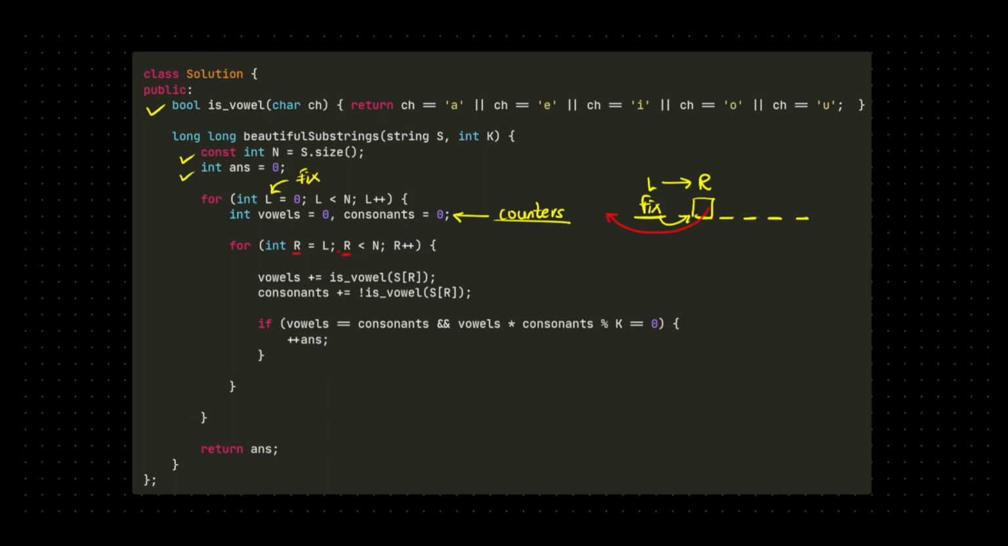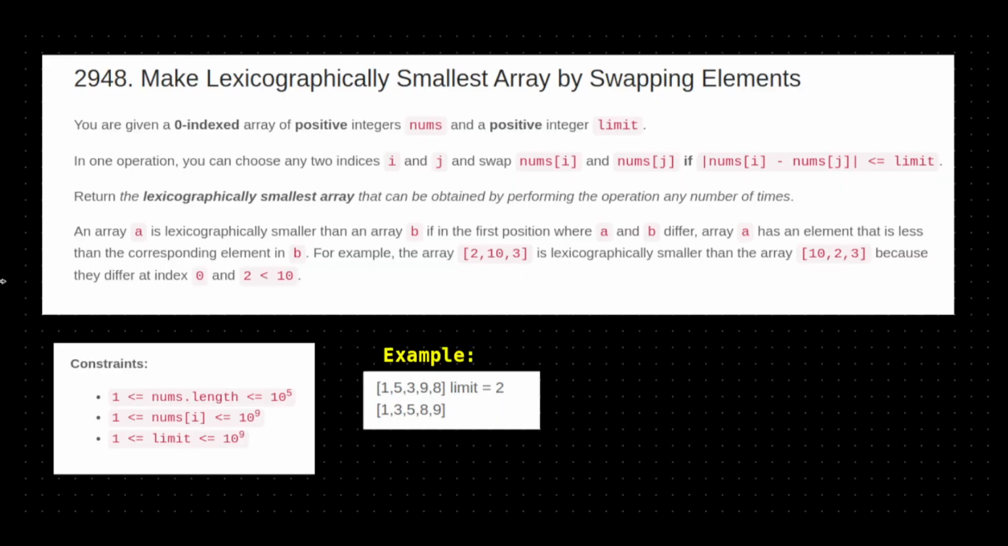Next, we iterate over R as the right endpoint, and the count for vowels will be increased if that character is a vowel, and the count for consonants will be increased if it is not a vowel. And the conditions, as the question mentions, are checked here. If that is met, then that means we have found one valid substring, and we can increment the answer and return. That is about this. Let's go over the next question.